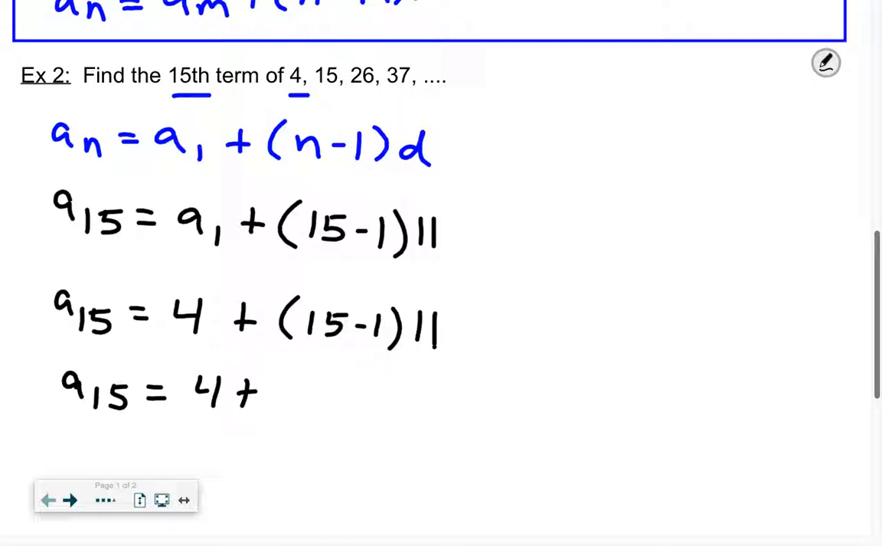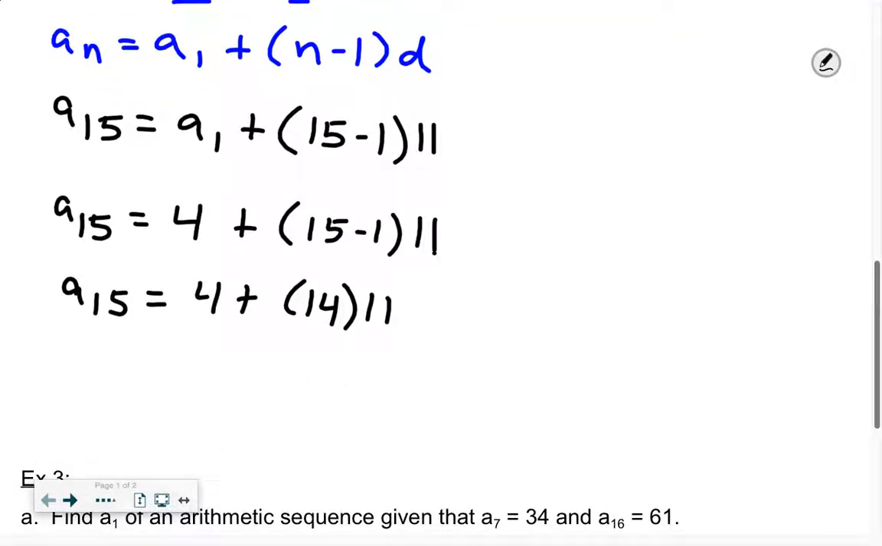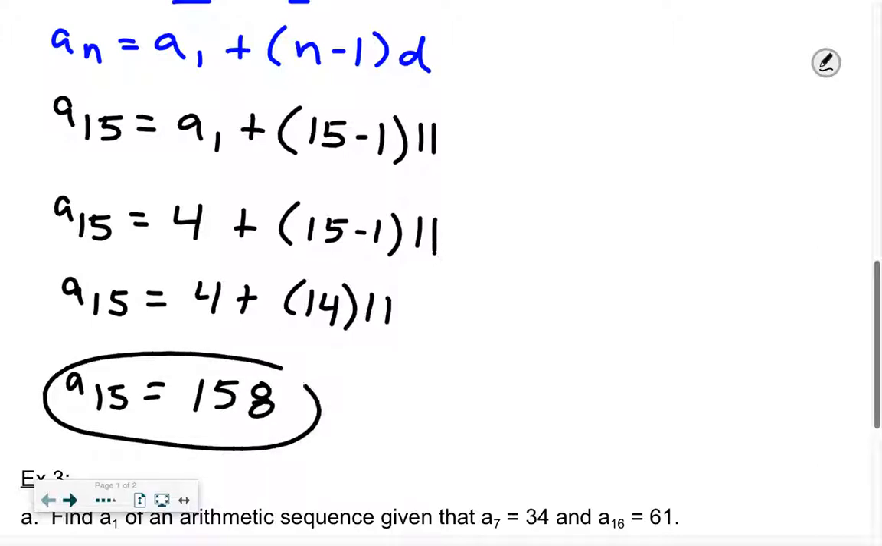4 plus 14 times 11. And the calculator would tell us it's what? 158. So again, we didn't have to write out the first 14 terms to figure out what the 15th one's going to be. We can simply go to our formula and we have it.